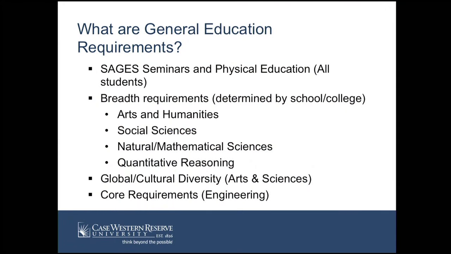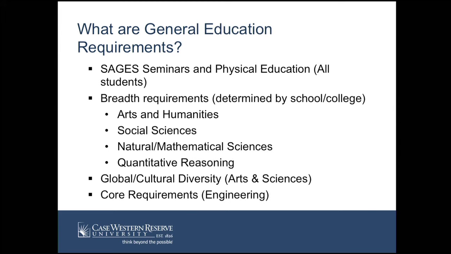So I also mentioned, when we talked about the pieces of a degree from Case Western Reserve, the general education requirements. All students have to complete the SAGES seminars that we just discussed, and physical education. Yes, we're serious. You have to take phys ed courses. And in addition to that are breadth requirements. The specifics of these are determined by your school or being part of the College of Arts and Sciences. And those breadth requirements are designed to help you explore outside of your major area of interest.